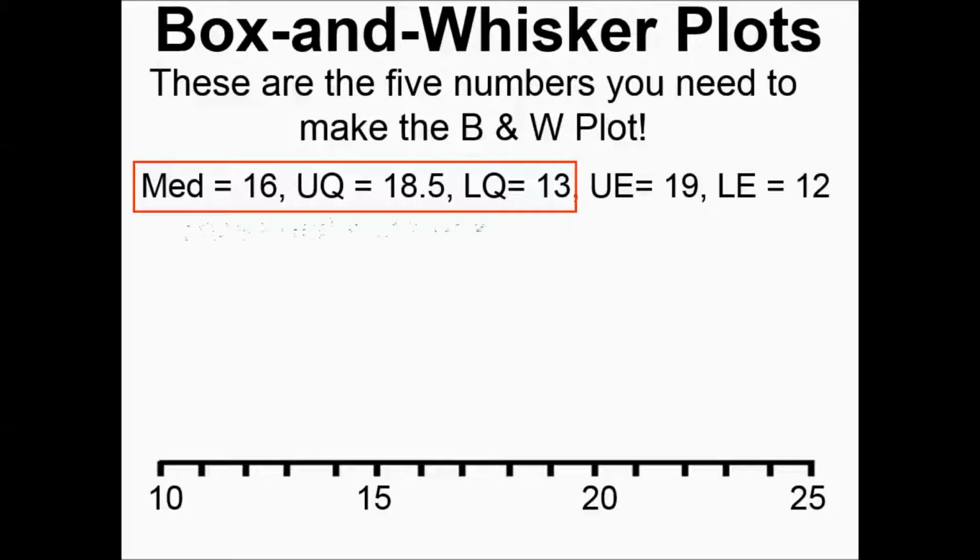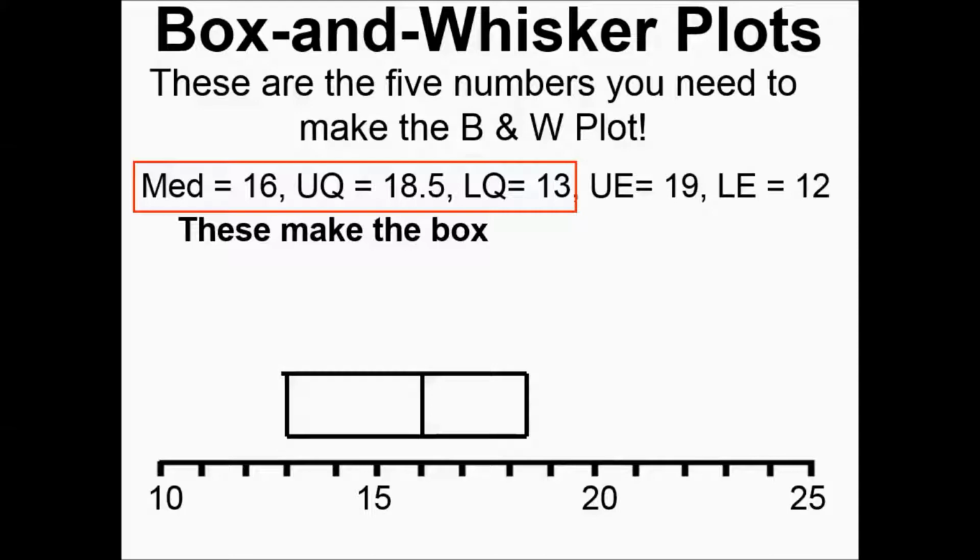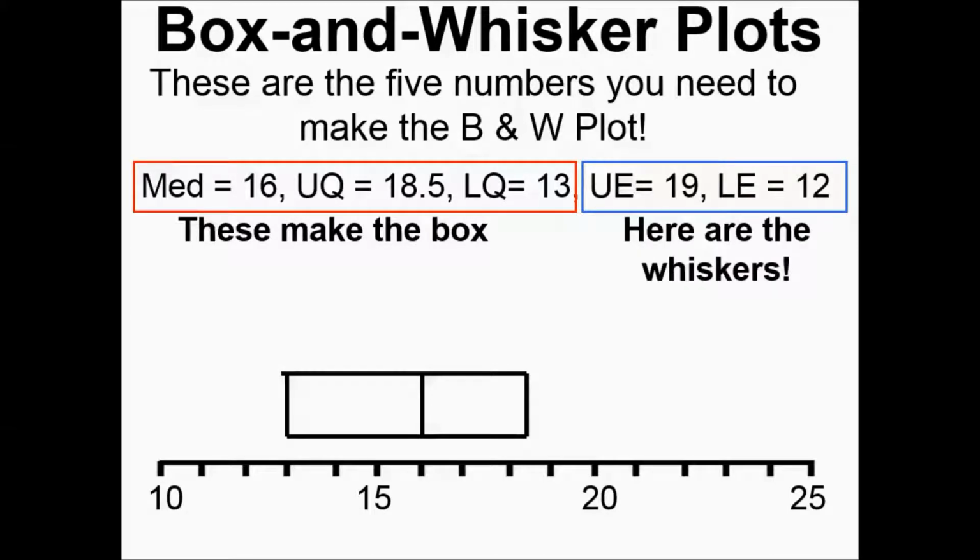So you're going to have 16 be your median. Your upper quartile is going to be 18 and a half. Your lower quartile is 13. Those are going to make your box. Then these other 2 will be your whiskers. So your upper extreme was 19, your lower extreme was 12. There you go. Those are your whiskers. So that means you have 25% of your data in each section.